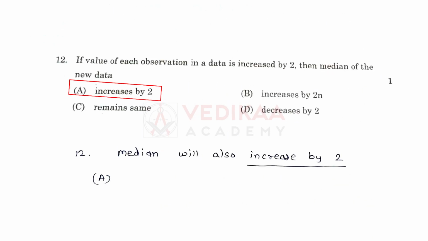Next, question number 12. Each observation of the data is increased by 2. So the median of the new data. We know that median will also increase by 2. So the correct option is A, increases by 2.